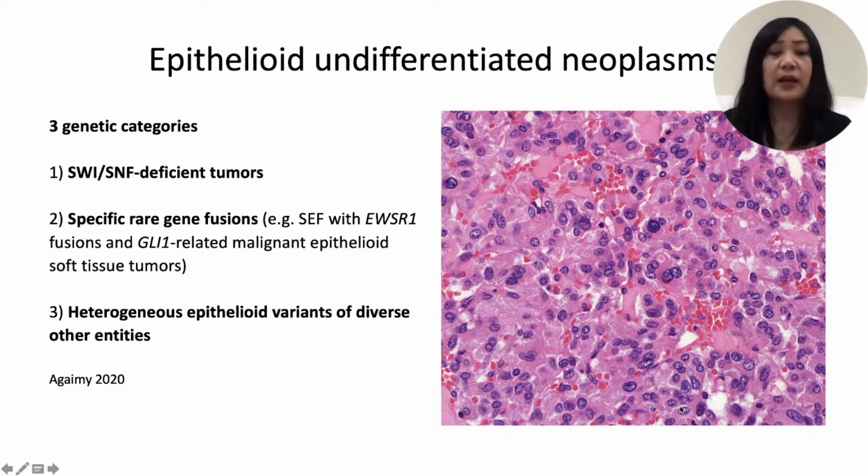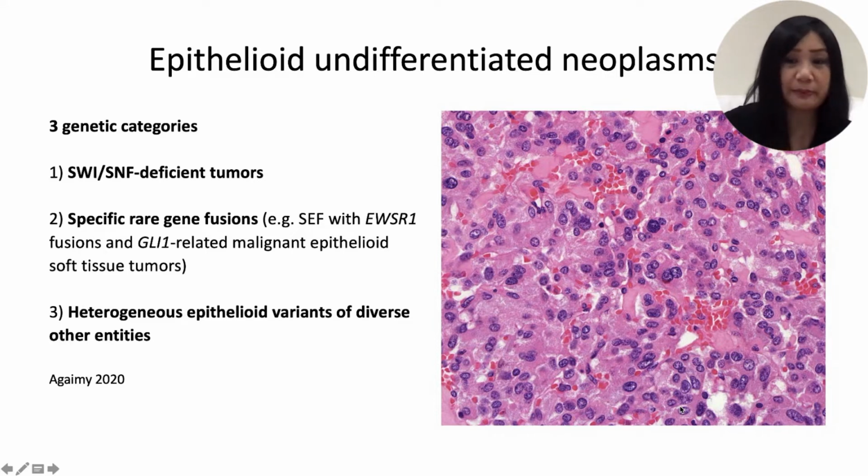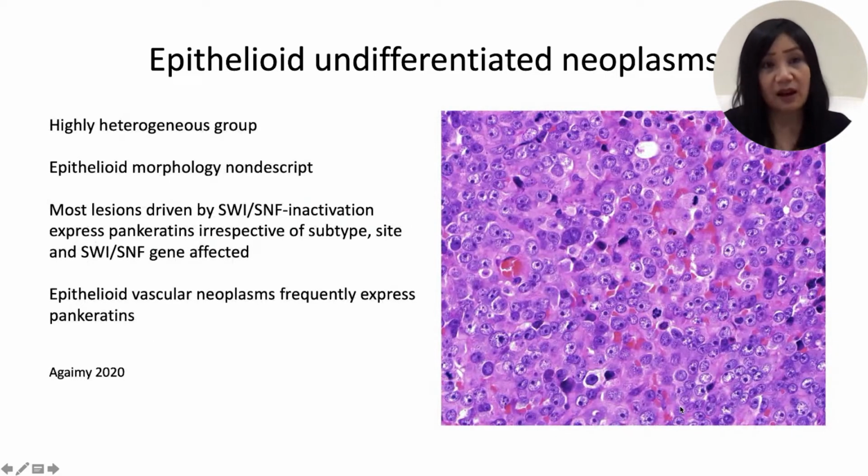The third group is an extremely heterogeneous group of the epithelioid variants of diverse other entities. We were talking in the undifferentiated neoplasms lecture of undifferentiated pleomorphic sarcomas representing the undifferentiated pleomorphic endpoint of a variety of tumours of different lineages, and we can essentially say that epithelioid undifferentiated tumours also probably frequently represent the undifferentiated endpoint of carcinomas, melanomas, etc. So these are a highly heterogeneous group. As we know, the epithelioid morphology is very nondescript.